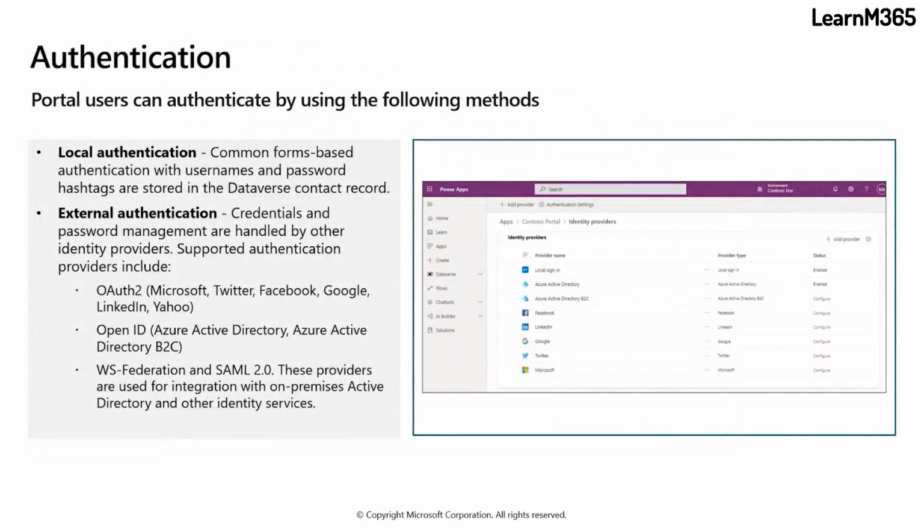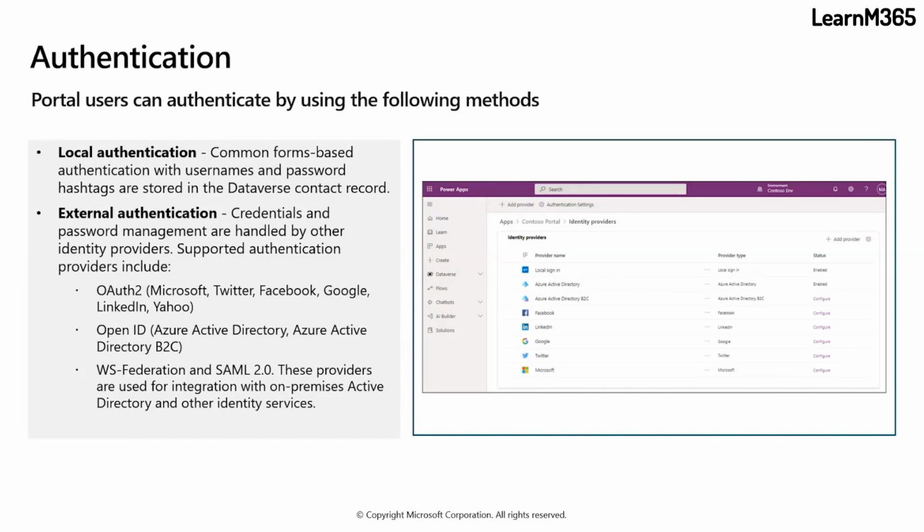Now, let me help you with the authentication part. By default, there are two types of authentication features: one, local authentication, and two, external authentication. When I'm talking about local authentication, it's the common forms-based authentication, with usernames and password hashes stored in the Dataverse contact record itself. As a user, you just click on register and it gives you a form, and you can enter your username and password and create a record.